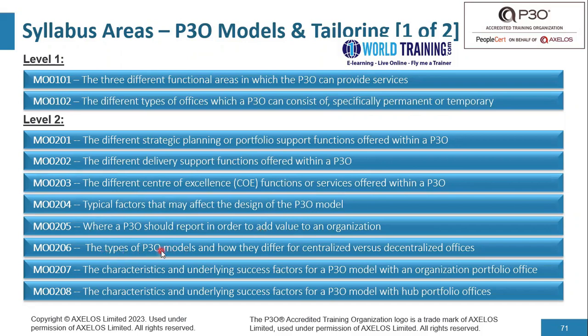And then we would examine the types of P3O models and how they differ for centralized versus decentralized offices. We would examine the characteristics and underlying success factors for a P3O model with an organization portfolio office. We would examine the characteristics and underlying success factors for a P3O model with hub portfolio offices. These are different types of models. We will examine the features of these types of models along with their success factors.